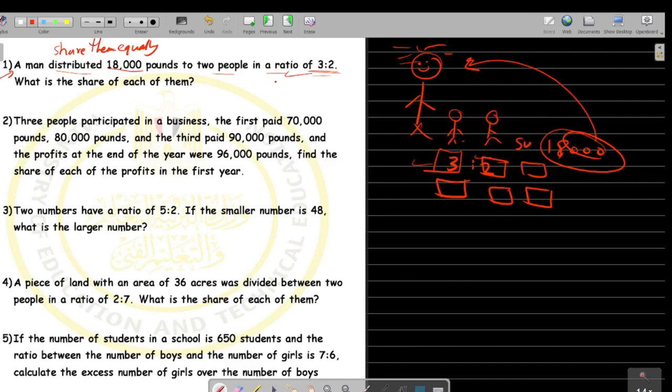Here he wants to know how much each one of them will take, so you have to put here the sum of all the money that they have. Here we have 18,000. Okay, so you have to get the sum of the two ratios, all the parts of the ratios will be 5.